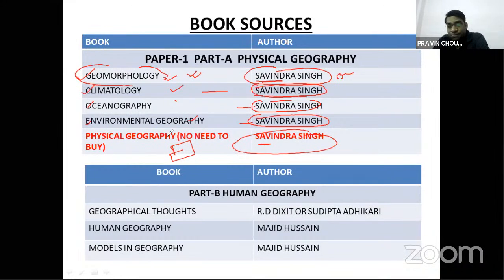And if you are a GS student and want to know a little more about physical geography, and you have chosen some other optional subject, then it depends on you whether you want to buy this comprehensive book or not. But those who have chosen geography as optional, I will suggest buying geomorphology, climatology, oceanography, and environmental geography from Savinder Singh. This is a very nicely written and highly recommended book for your optional subject. No need to buy any other book.